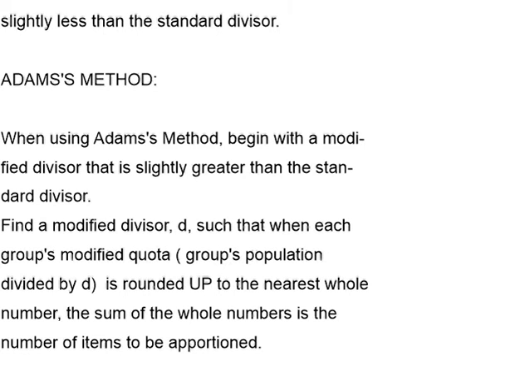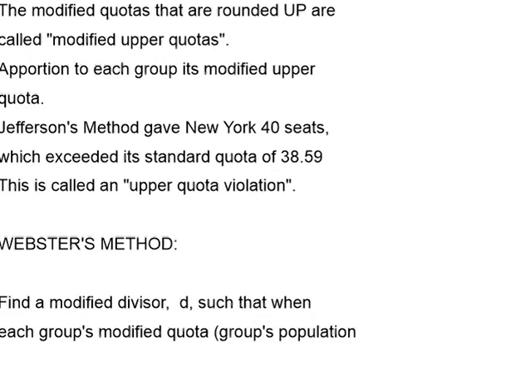Adams's method. When using Adams's method, begin with a modified divisor that is slightly greater than the standard divisor. Find a modified divisor D such that when each group's modified quota, the group's population divided by D, is rounded up to the nearest whole number. The sum of the whole numbers is the number of items to be apportioned. The modified quotas that are rounded up are called modified upper quotas. Apportion to each group its modified upper quota.